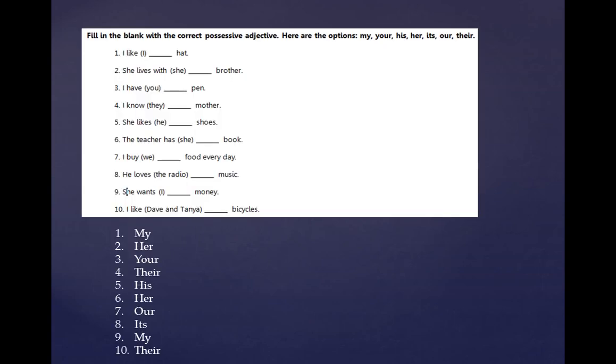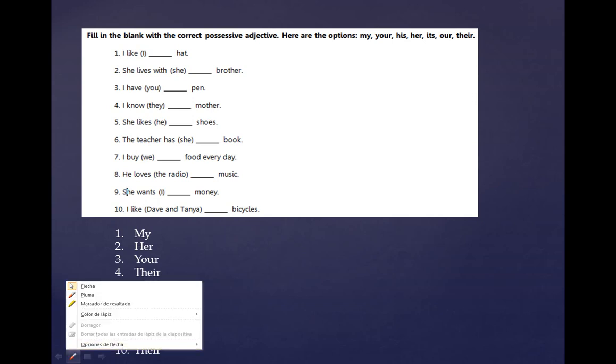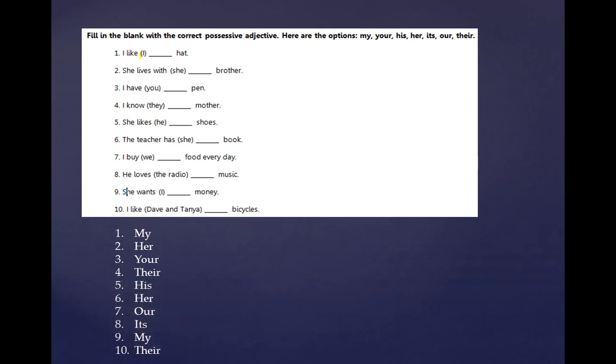Here are the answers for this activity. You have to fill in the blanks with the correct possessive adjective. Here are the options: my, your, his, her, its, our, and their. Number 1, I like... And here we have I, which is the possessive adjective for I, my. I like my hat. Number 2, she lives with... the possessive adjective for she, her.